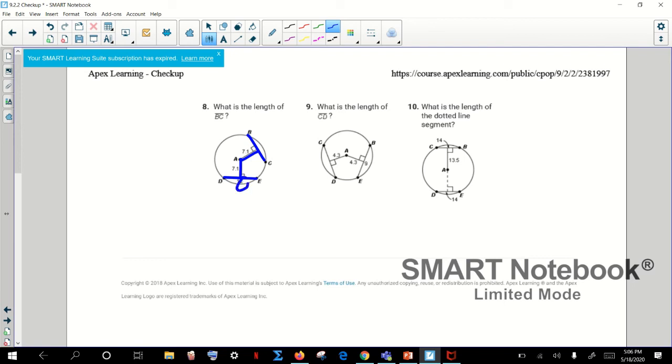So if this chord length is 12, BC is also going to be 12. And that's our answer. Alright, in number 9, we have the same situation. The chords are equidistant from the center, so if one of them is length 9, then that means CD is also 9.